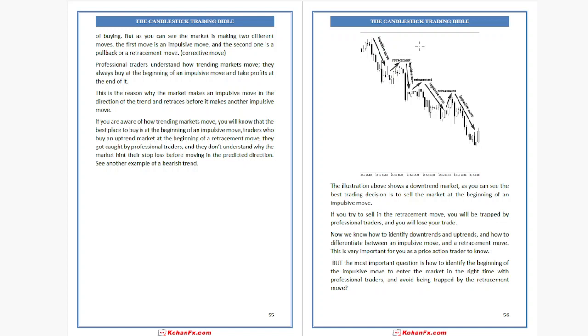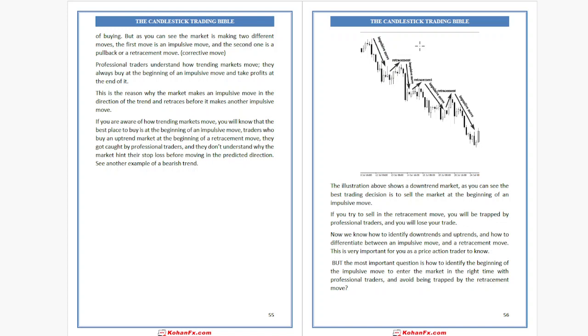Traders who buy an uptrend market at the beginning of a retracement move get caught by the professional traders, and they don't understand why the market hit their stop loss before moving in the predicted direction. See another example for a bearish trend. The illustration above shows a downtrend market.